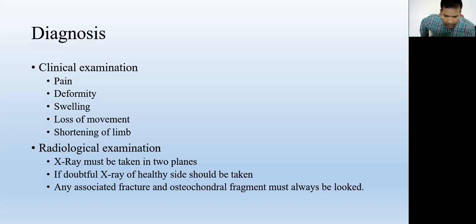Any associated fracture and osteochondral fragment must always be looked for. When you see an X-ray of any kind of dislocation, you must try to find out whether there is any kind of fracture or some kind of osteochondral fragment, meaning some part of the articular cartilage stripped off or an avulsion. You must always look in the X-ray, not only for the dislocation, but try to find out any kind of fracture or avulsion.